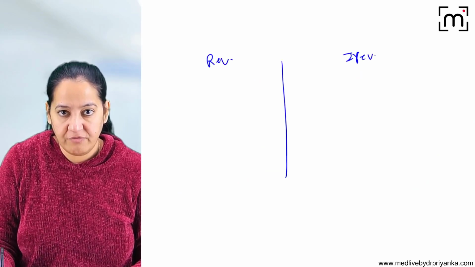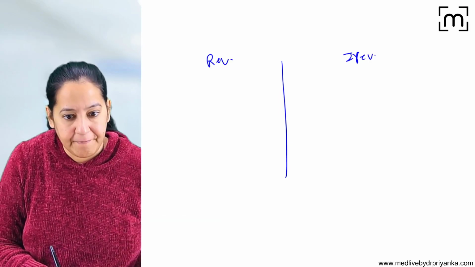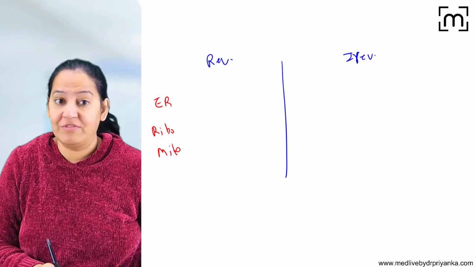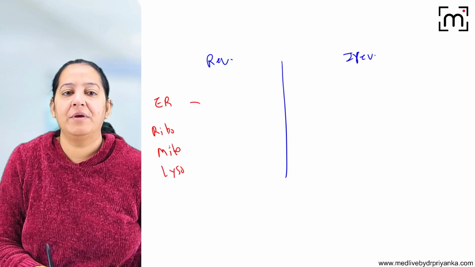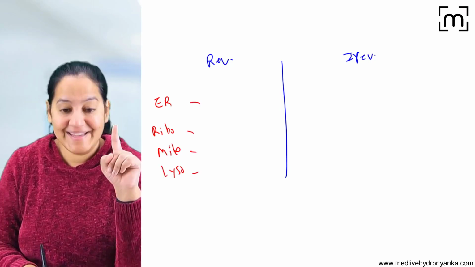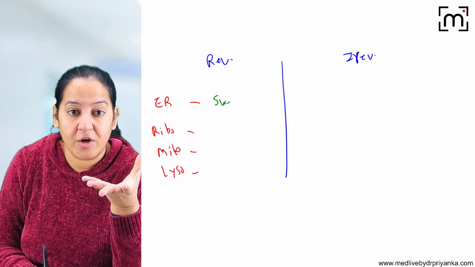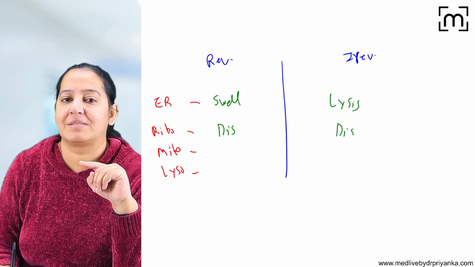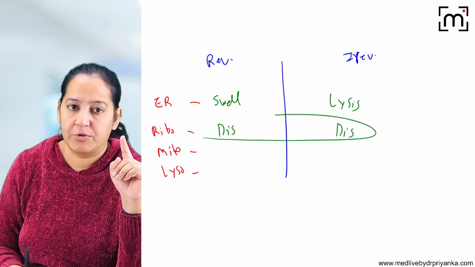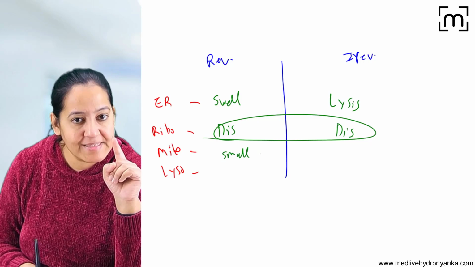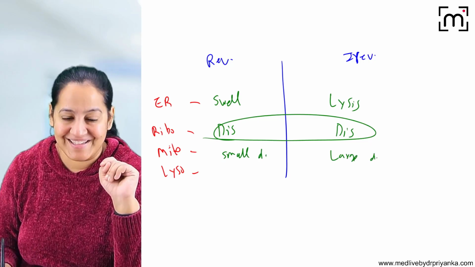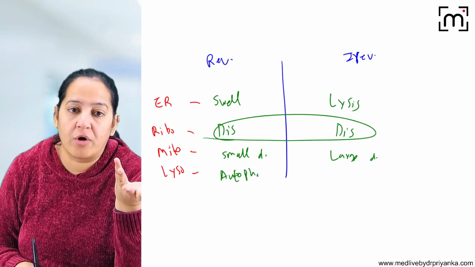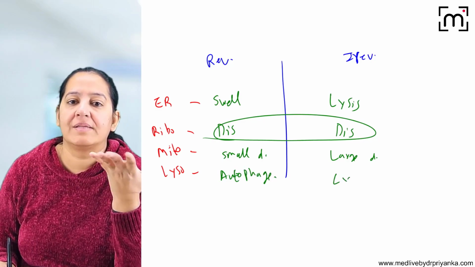So compare the 4 cell organelles, reversible injury and irreversible injury. What are the 4 organelles I told you? Compare endoplasmic reticulum in both of them, ribosome in both of them, mitochondria in both of them, and lysosomes in both of them. Can we do it together? Yes. Here the endoplasmic reticulum swells. Here it shows lysis. Ribosomes disperse here, and also disperse away from the endoplasmic reticulum here. That is common in both. Mitochondria shows small density here, and large density here. Lysosome, here it is doing autophagy. I mean, it is eating its own organelle, its own mitochondria. Here it undergoes lysis or rupture.